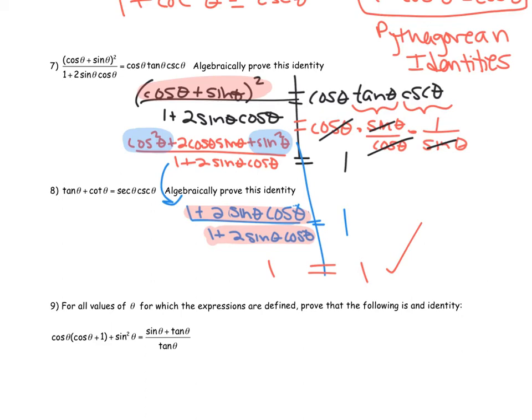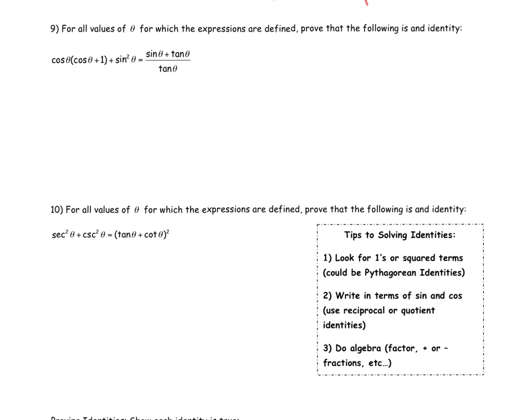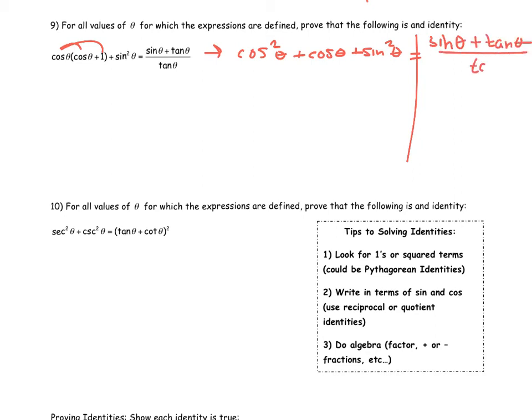All right, fantastic. Why don't we take a look at question number 9 here. All right, so again, I'm going to write this on the side here. We have cosine. I'm going to distribute. Cosine squared theta plus cosine plus sine squared theta. And we're trying to prove that that's equal to sine theta plus tan theta all over tan theta.